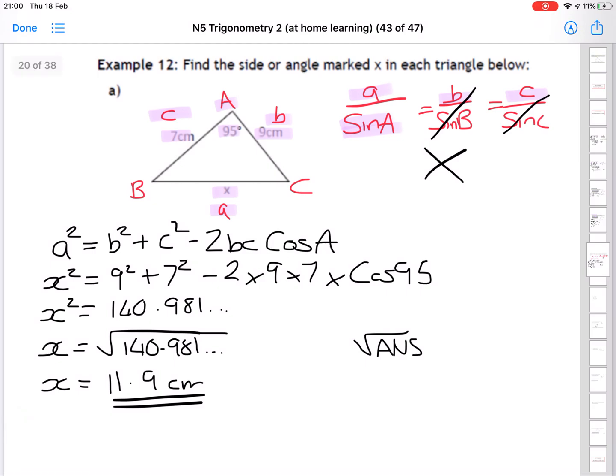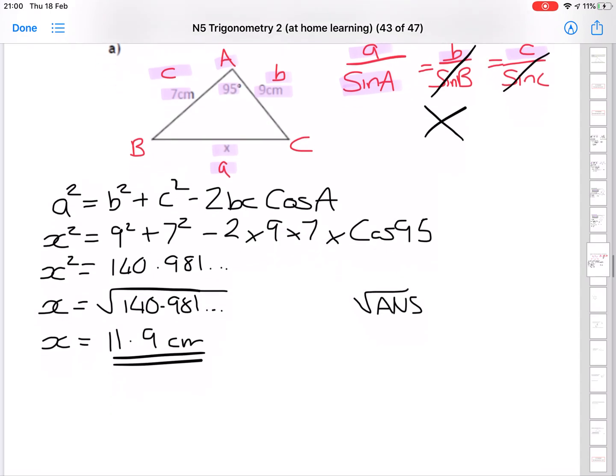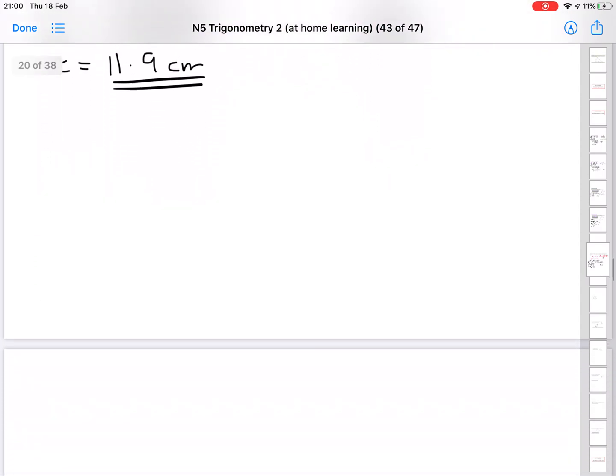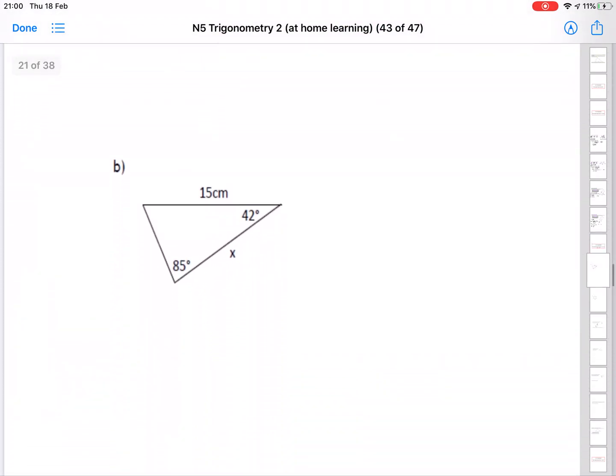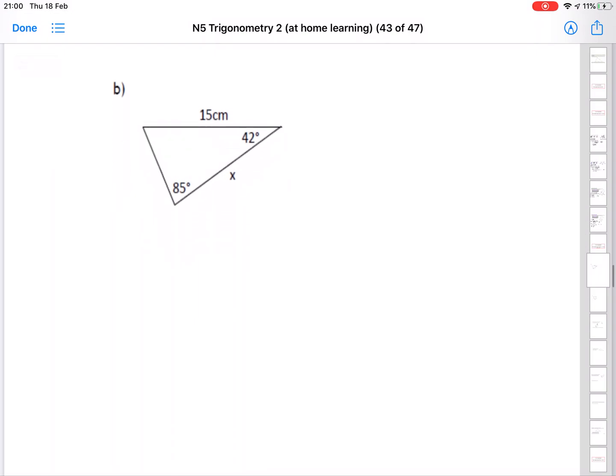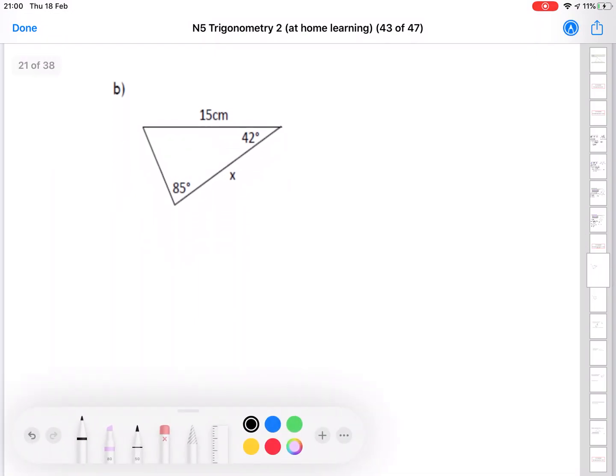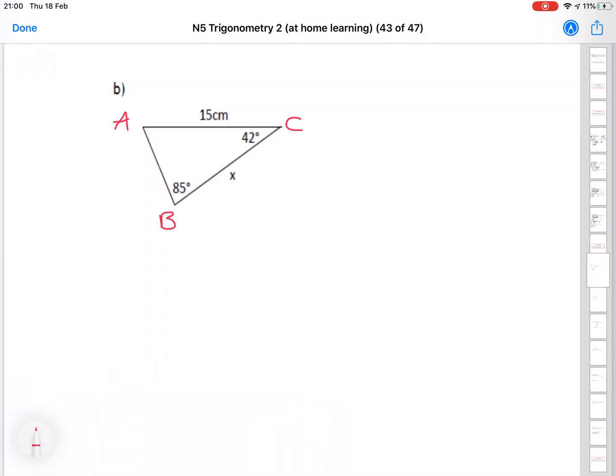Okay, let's now look at a second example and we'll go through the steps again of how we decide which rule we're going to use. So here we have example B, and again the first thing I'm going to do is label the sides of my triangle. So again there's a letter X on here, but I'm just going to go for A, B and C just to make things really simple. So A, B and C, and then my small case letters straight across for my sides, so a, b and c.